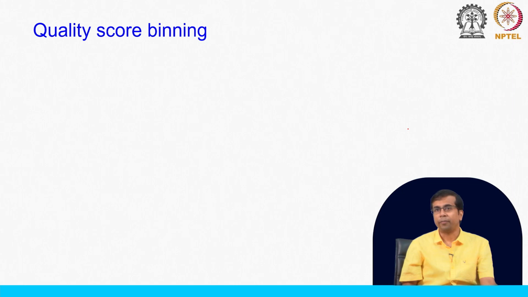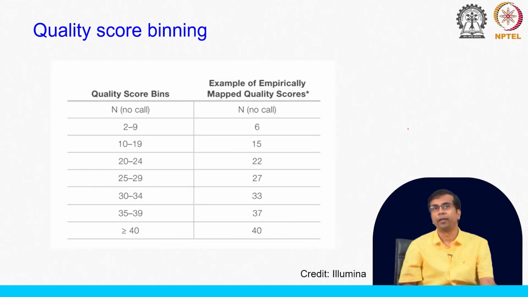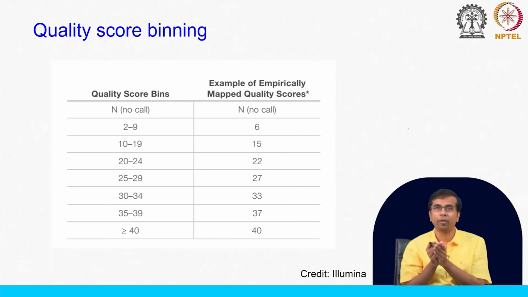Now, there is something else that is also added along with this encoding now. Okay. So, what Illumina does now is something called quality score binning. Okay. So, what is this quality score binning? It simply says, instead of having every possible quality score, why not just give a median value or some sort of representative value for each bin, each range of quality score, right.